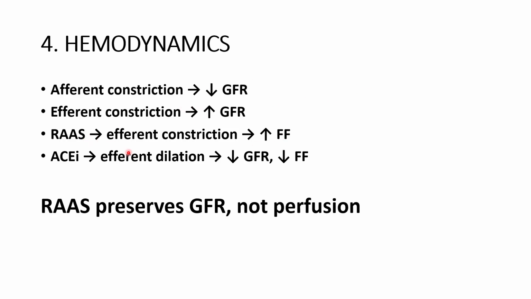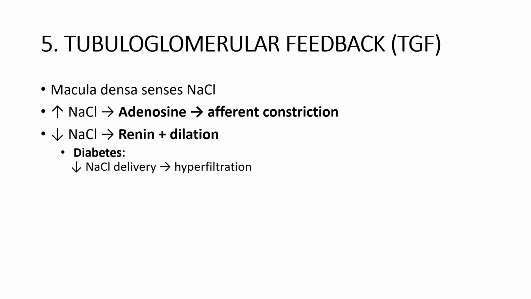RAS causes efferent constriction, so leads to increased filtration fraction. Basically, RAS increases GFR but decreases renal plasma flow. Thus, it will increase filtration fraction. ACE inhibitors decrease filtration fraction. So, you need to remember that RAS preserves GFR but not perfusion.